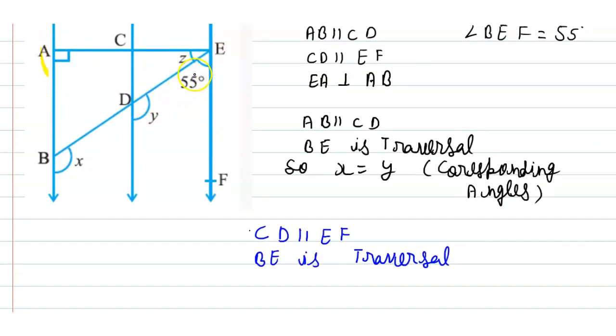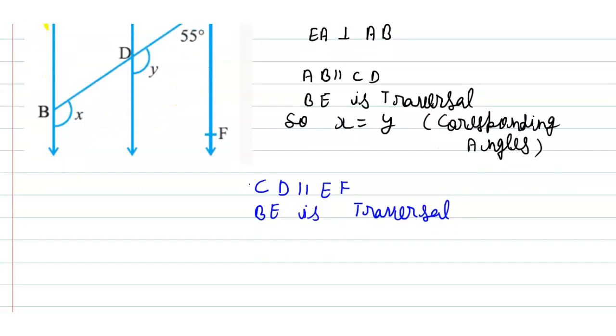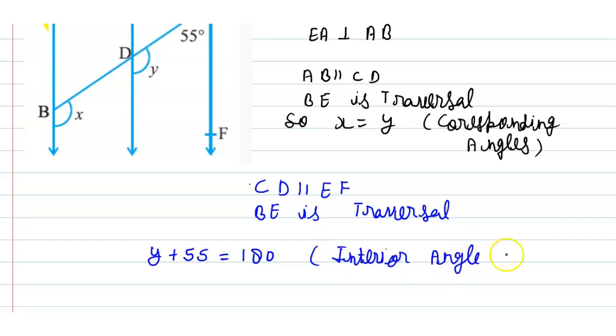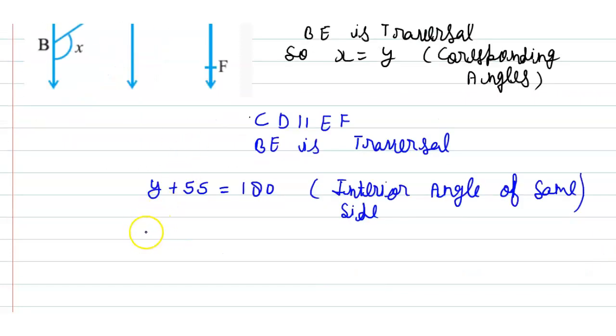The sum of angle Y and 55 will be equal to 180, because these are the interior angles of the same side. So Y plus 55 degrees is equal to 180, because these are interior angles of the same side. So just solve for Y.